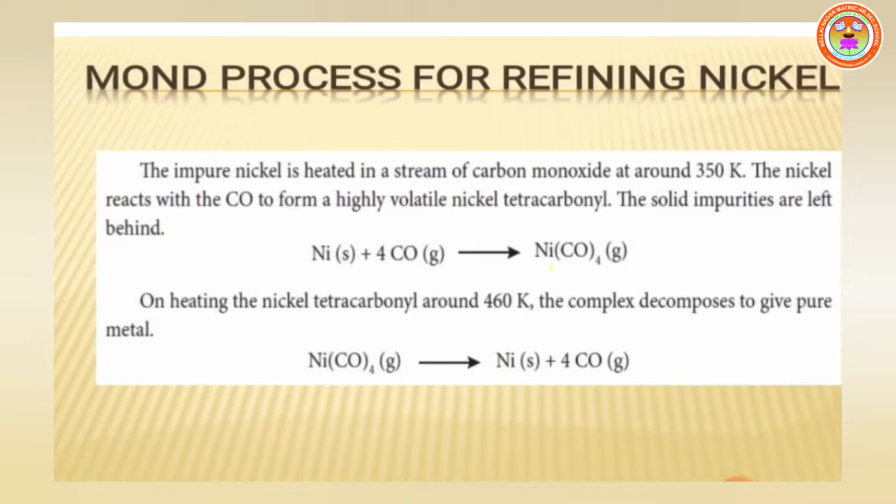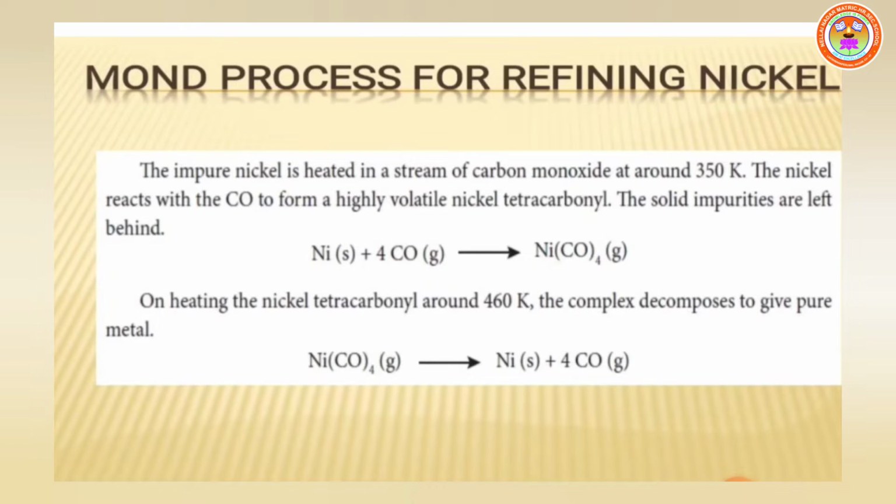Now we are going to see how nickel is refined by the Mond process. The method used for refining nickel is the Mond process. The reagent used in this method is carbon monoxide. Here, the nickel is heated with carbon monoxide. Now we can see the process.